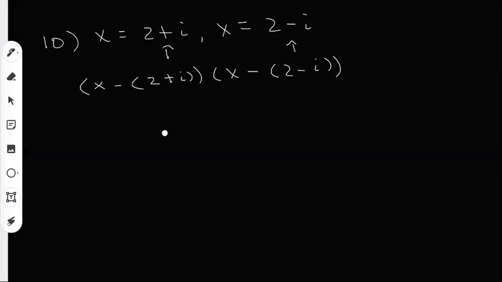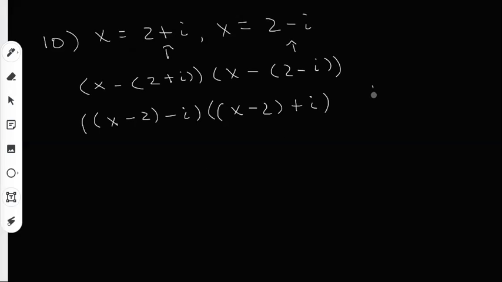Now what this is going to do is put the x with the 2. So I'm going to start off by grouping the x with the -2. And then this i on the inside is going to have this negative distributed to it, which is going to make it a -i. Over here in this factor, I'm again going to put the 2 with the x, so I'm going to get x minus 2, but then the negative and the negative make a double negative, which is a positive i.